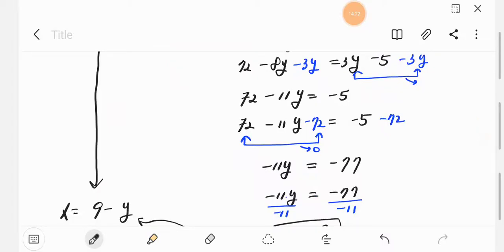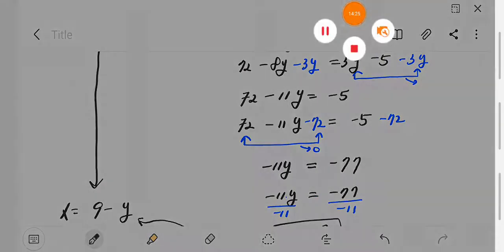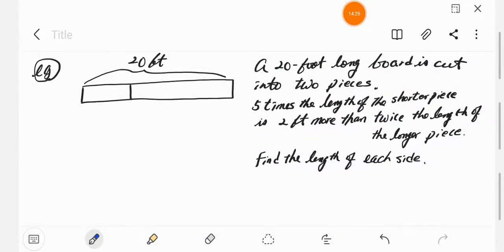Okay, let's try another example. This example: there is a 20-foot long board. So the length of this board is 20 feet, and this is cut into two pieces. One is a shorter piece, and the other one is longer. Since we don't know the length, let's make the length of the shorter piece x feet.